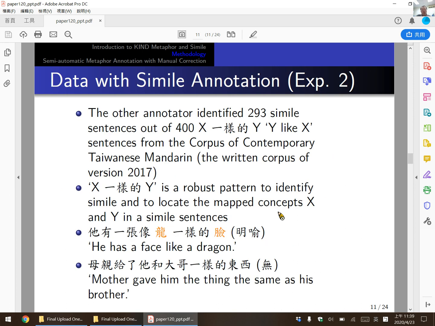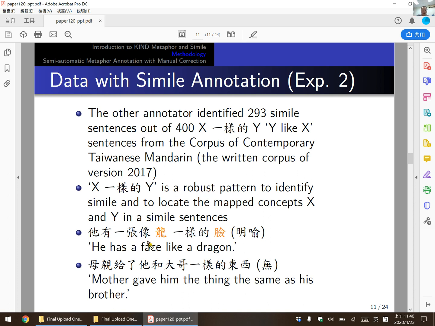And for our second experiment, we focus on the annotation of simile sentences. Our data come from the Corpus of Contemporary Taiwanese Mandarin. With the pattern "X 一样的 Y", we retrieved 400 sentences from the corpus, and another annotator identified 293 simile sentences among the 400 retrieved sentences.